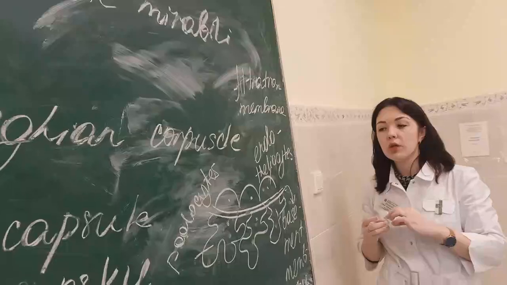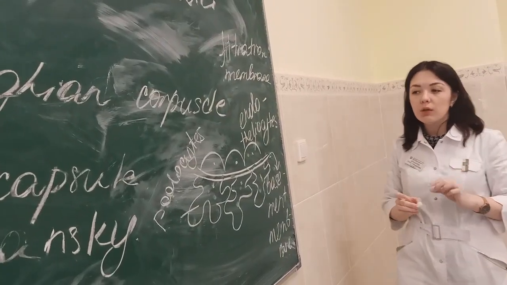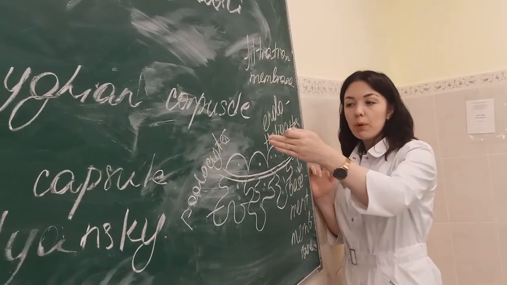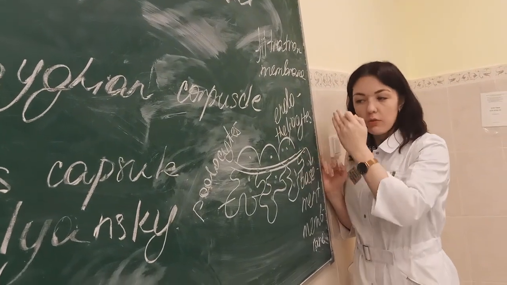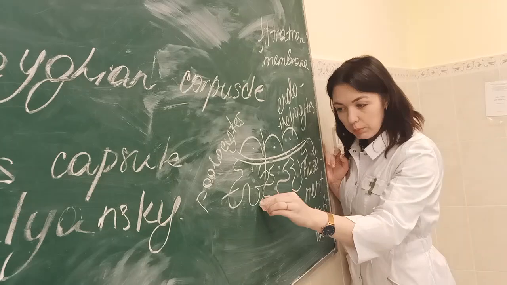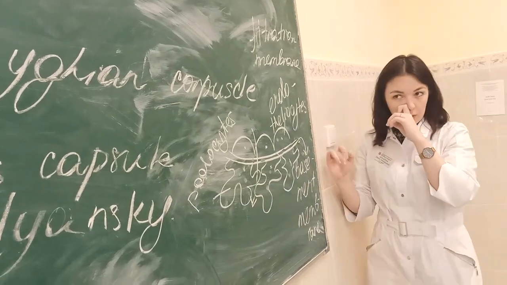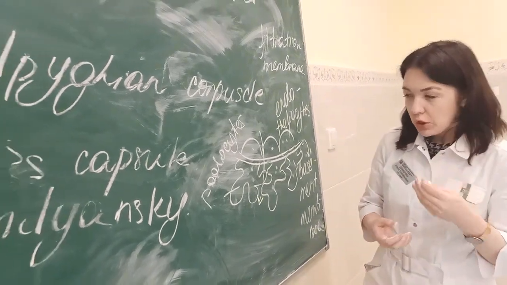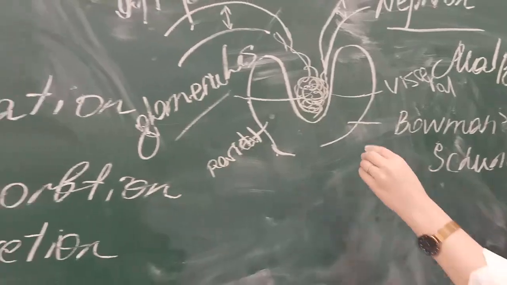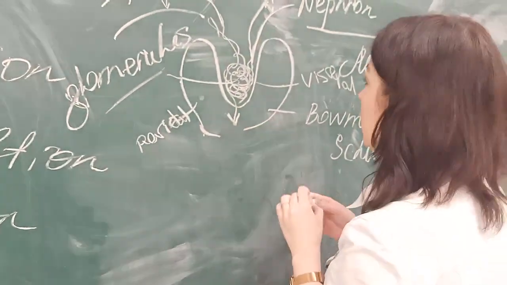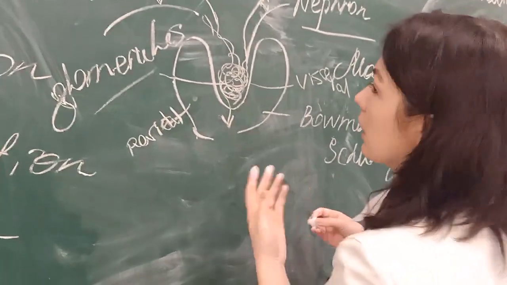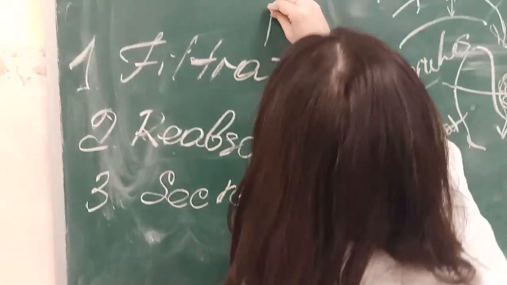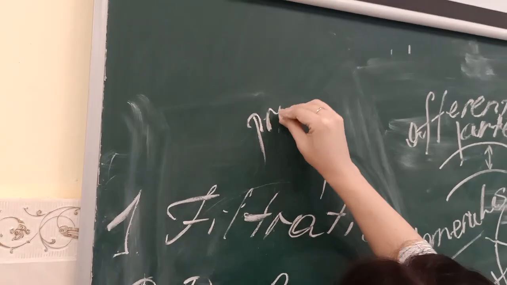So through this filtration membrane, many components of blood can pass. So the permeability of these layers is high. Yes, many components can pass, so they undergo filtration. And as a result of filtration, primary urine is formed. So here in the Malpighian corpuscle, primary urine is formed.